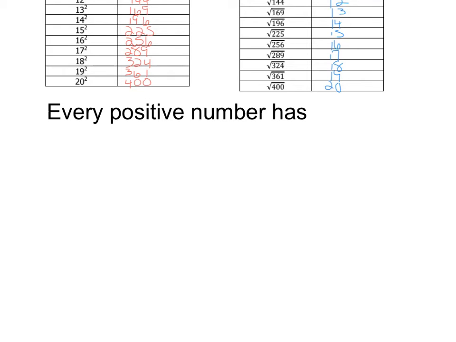Now, here is a fact you need to know. Every positive number has 2 square roots. Okay? So let's look at 25. 25 has 2 square roots. What times itself equals 25? Well, 5 times 5, right? So 5 is a square root of 25.